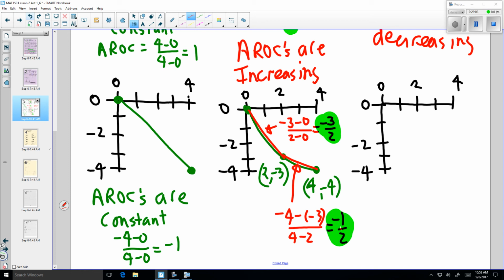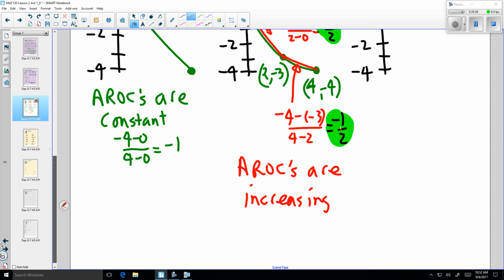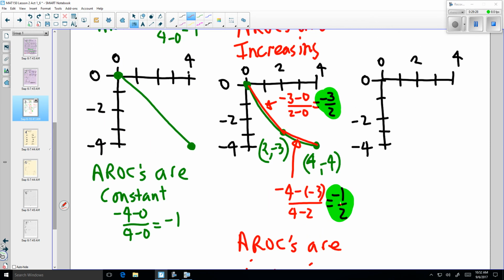So in this model, the AROCs are becoming less negative, so they're increasing. So AROCs are increasing because they're becoming less negative, which means they're becoming more positive. So AROCs are increasing. So now, scrolling back up, the last way to decrease.